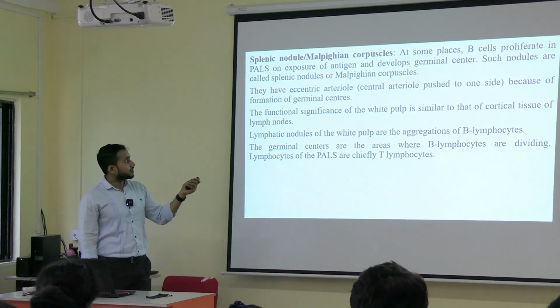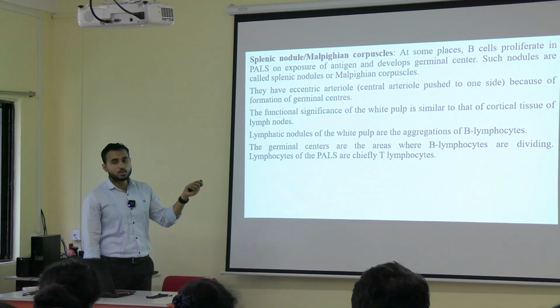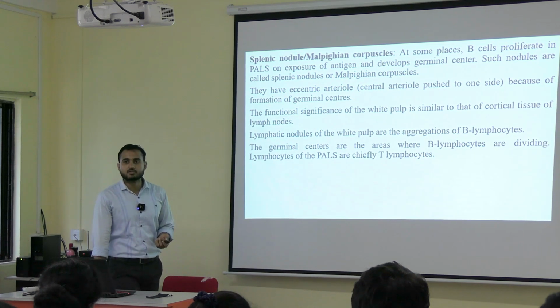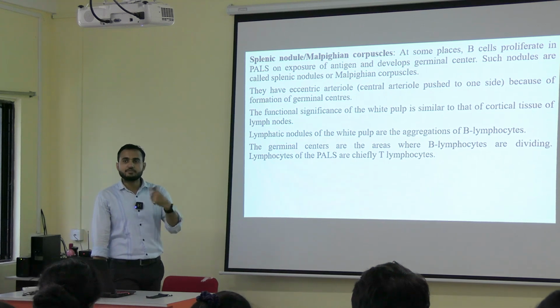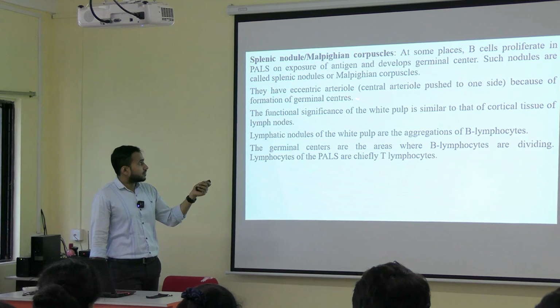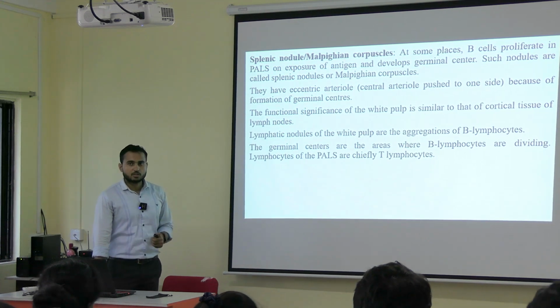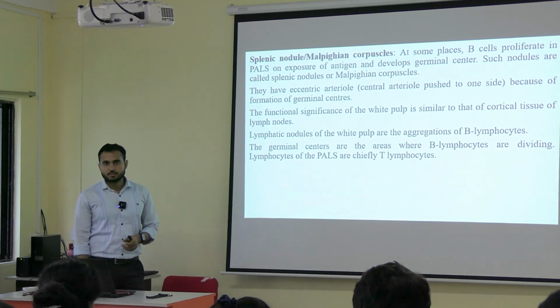At that time, what will happen? And it occurs when it is exposed to any antigen. At that time only B lymphocytes will develop, or B lymphocytes will proliferate. Now they have eccentric arteriole, because of the formation of germinal center. So this is the difference.